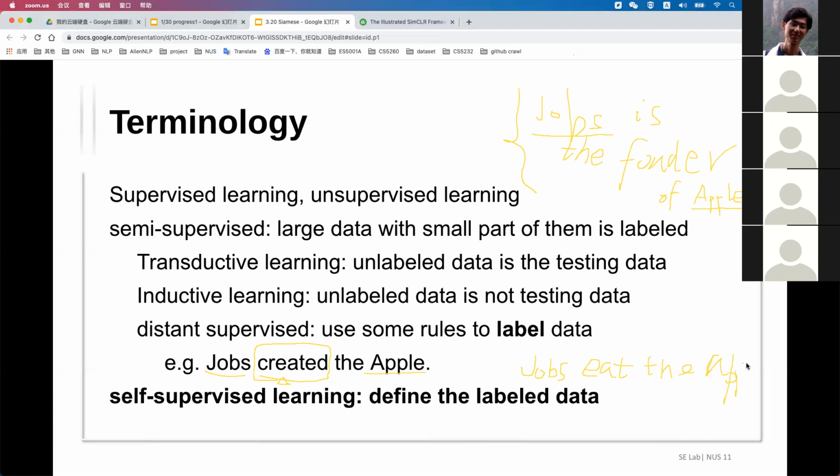So this sentence may also exist, but it's not the relation of created. So this is a noise of this method. And so today's topic is self-supervised learning. It's actually very popular in today's machine learning.